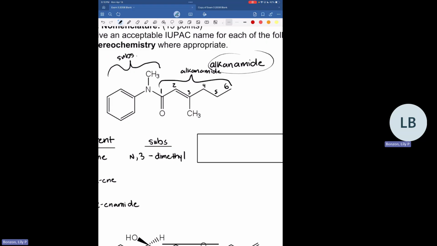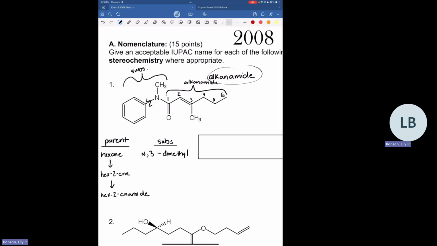Other than the methyls, we have a benzene right here. So remember from exam 2, we have benzyl and we have phenyl. So make sure you remember the difference. This one, since it's coming directly off of that nitrogen, there's not a CH2 in between. It's going to be a phenyl. So again, that's on a nitrogen, so it's just going to be N-phenyl.